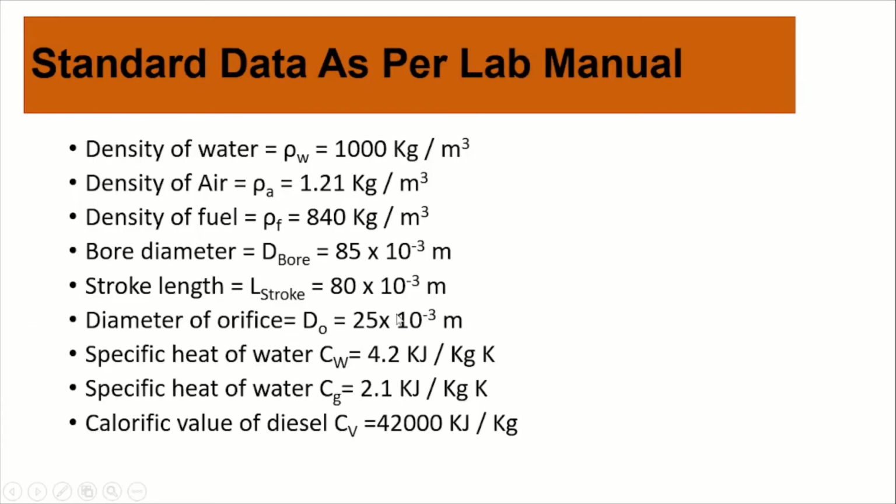From the lab manual, we have taken data like density of water 1000 kg per meter cube, density of air 1.21 kg per meter cube, density of fuel 840 kg per meter cube, bore diameter 85 multiplied by 10 raised to minus 3 meter, stroke length 18 multiplied by 10 raised to minus 3 meter, diameter of orifice 25 multiplied by 10 raised to minus 3 meter, specific heat of water 4.2 kilojoule per kg Kelvin, specific heat of gas 2.1 kilojoule per kg Kelvin and calorific value of diesel 42,000 kilojoule per kg.